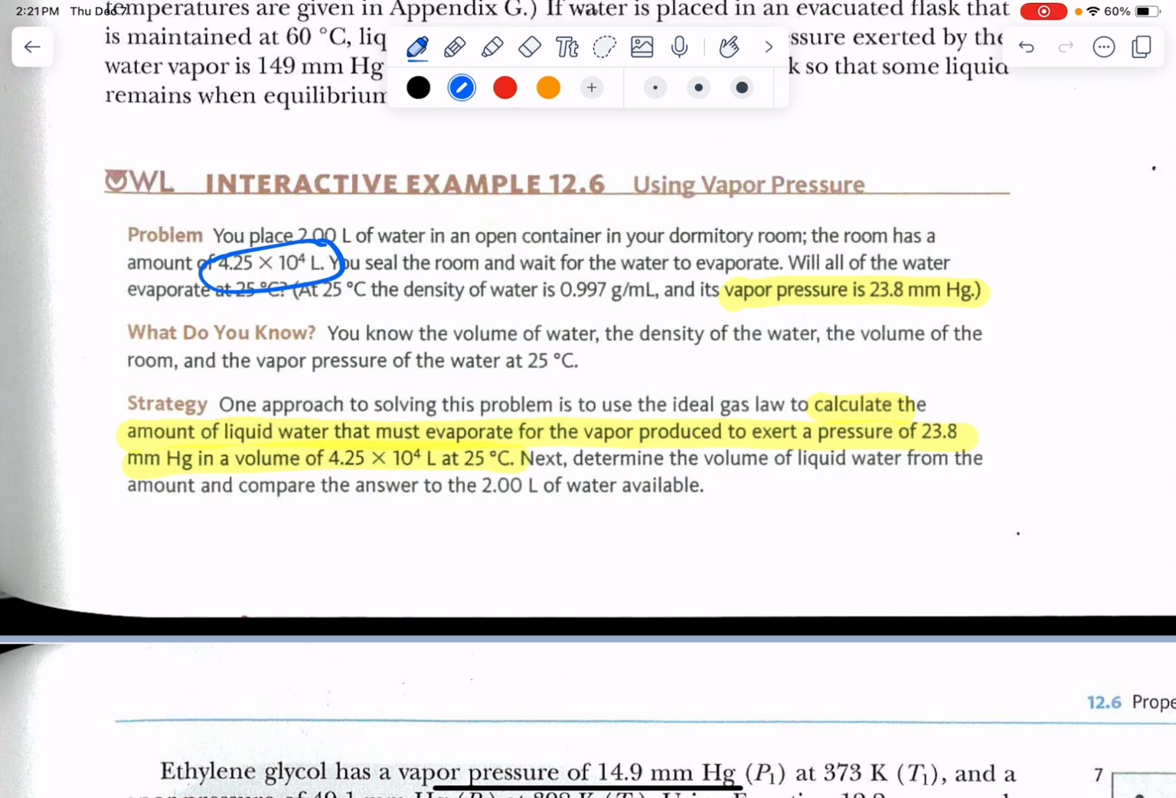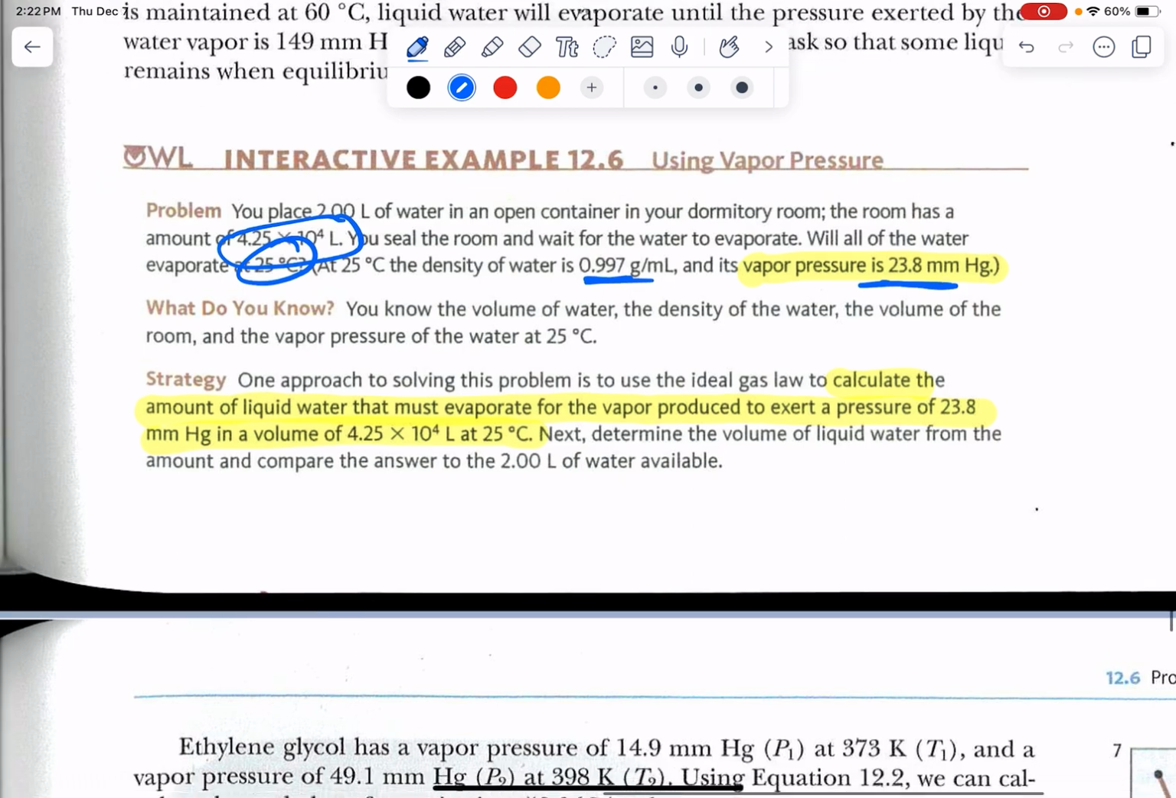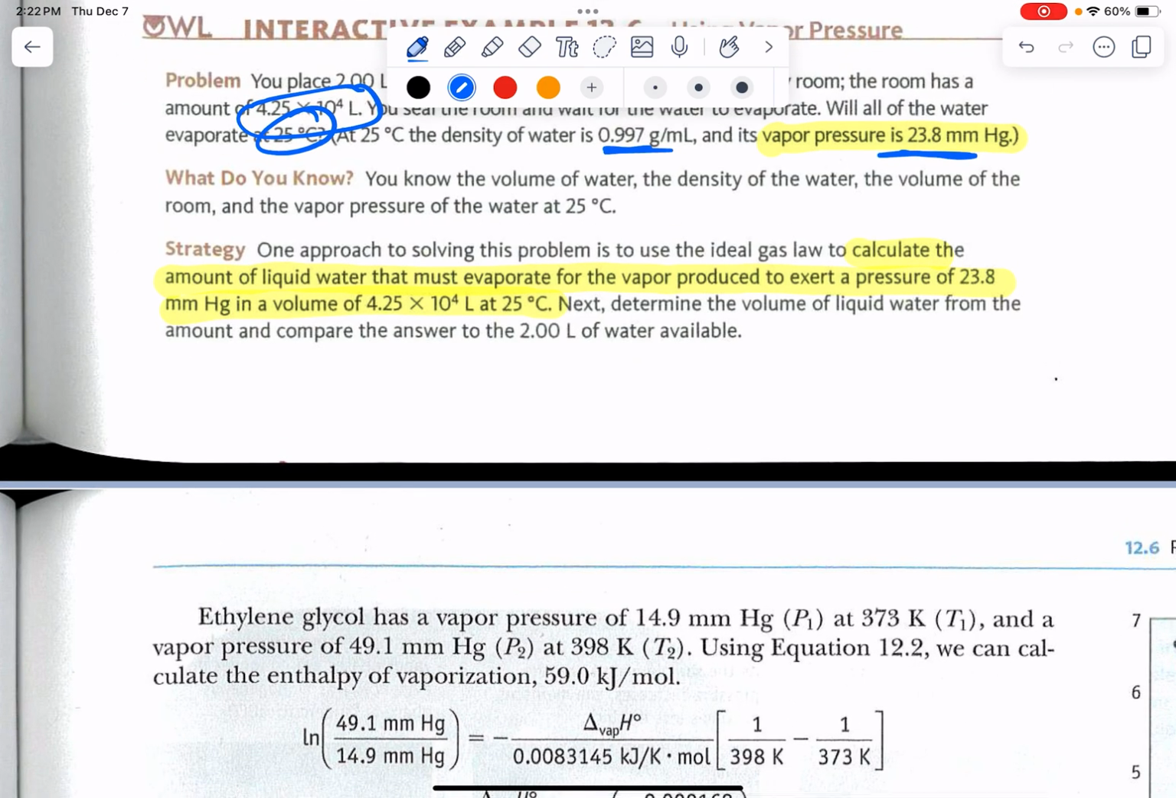Will all the water evaporate at 25 degrees? The density of the water is almost 1, and if you went on a chart, and they have charts in college, you can always go online, of course, at 25 degrees, if you look it up, the water vapor pressure is 23.8 millimeters of mercury. So the way to do this is to calculate the amount of liquid water that must evaporate for the vapor to exert a pressure of 23.8 millimeters of mercury. Once you reach that vapor pressure, no more net evaporation is going to take place.